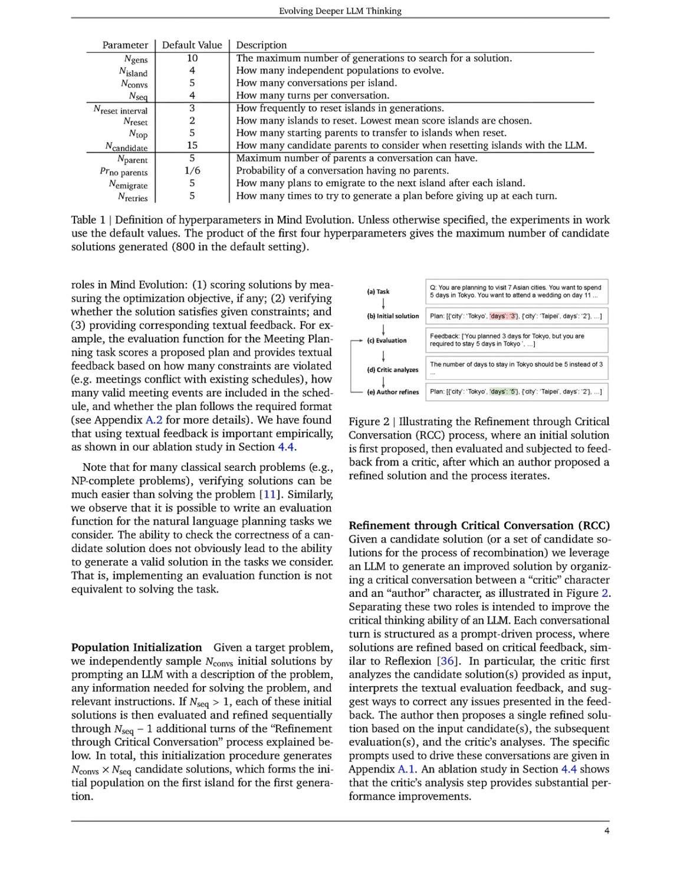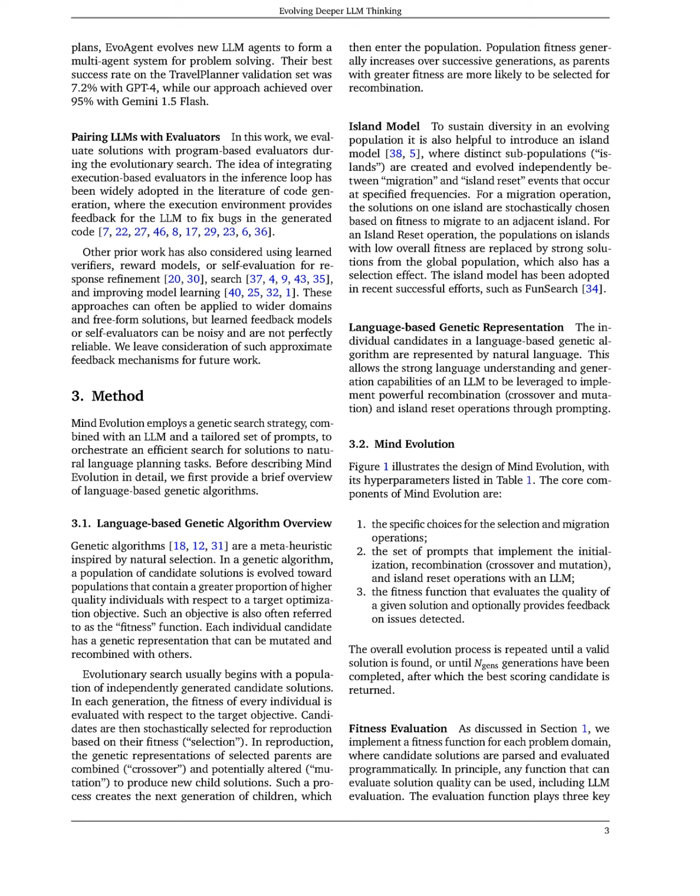The refinement process involves a refinement through critical conversation, RCC, where a critic analyzes the candidate solutions and suggests improvements, which the author then incorporates into a revised solution. This iterative process of evaluation and refinement continues through selection, crossover, and mutation operations, ultimately evolving the population over generations until a valid solution is found or the maximum number of generations is reached.